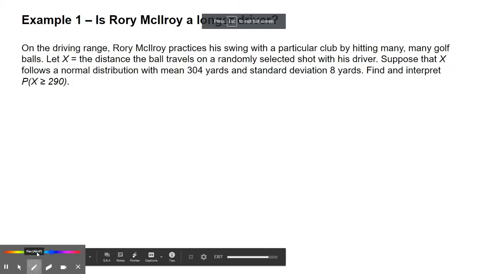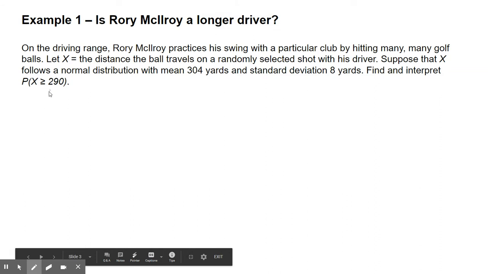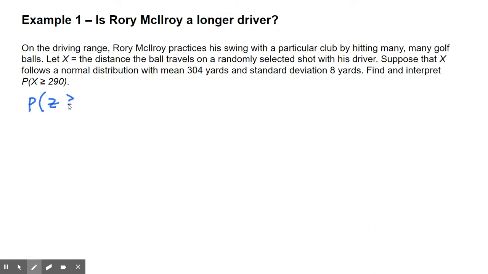So back on here, instead of finding the probability that x is greater than or equal to 290, we're going to find the probability that z is greater than or equal to negative 1.75. This is the probability we will find. I'm going to take a picture of that, and we're going to finish this problem on the stats applet.